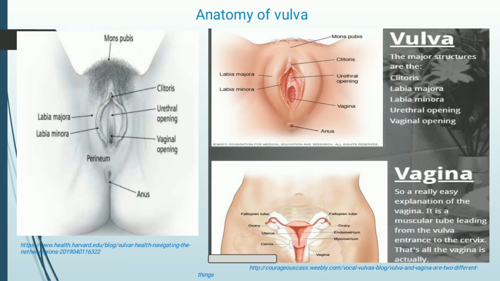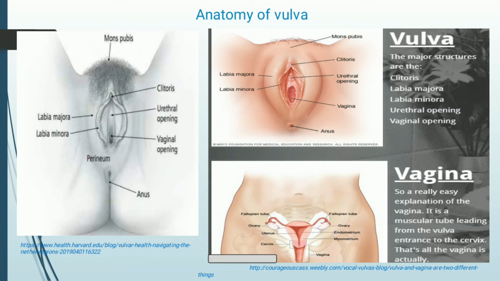So it is basically a stretchy fold, and during childbirth it helps in the easy delivery because it gets extended during the delivery. So this is the anatomy of the vulva. And mons pubis is a fatty tissue which is covered by hair. So mons pubis also helps us in preventing many diseases.